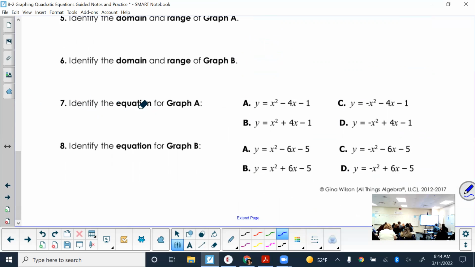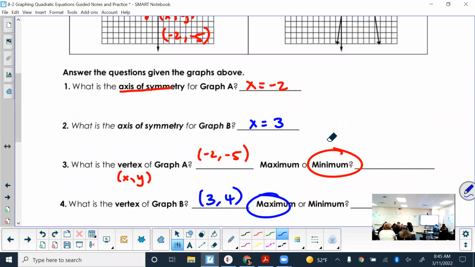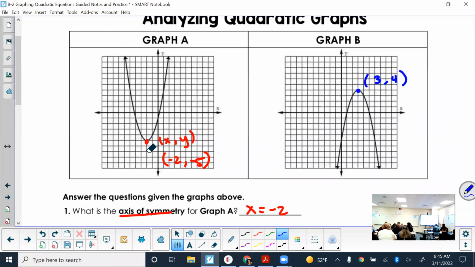Let's look at the equations to identify the equation based off the graph, but they are giving you some options. So you have two options you could do. You could type them all into Desmos and see which one has the correct vertex and axis of symmetry. Or you can look at your options. Two of them you should be able to eliminate right away based on whether the graph opens upward or downward.